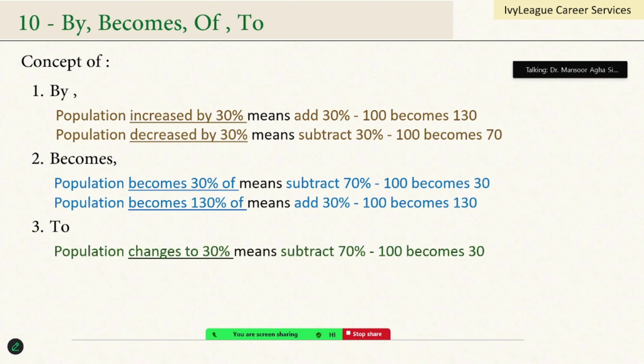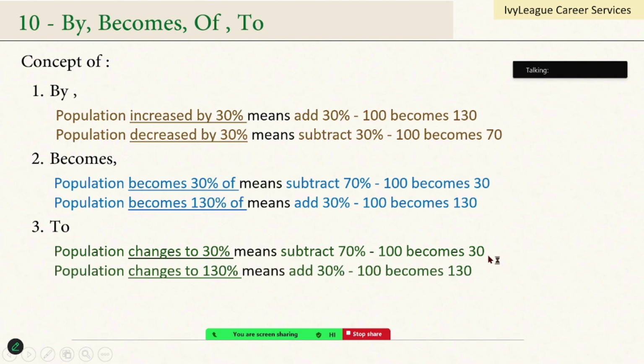Then comes the concept of 'to'. If the question says population changes to 30%, then we have to subtract 70%. If previously the population was 100, it will become 30 now. If population changes to 130%, it means you have to add 30%. Or if previously it was 100, now it becomes 130.